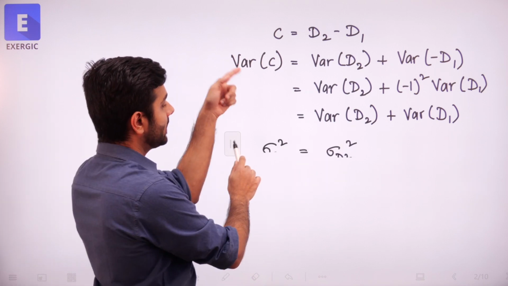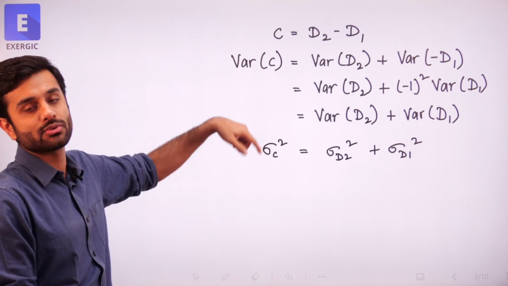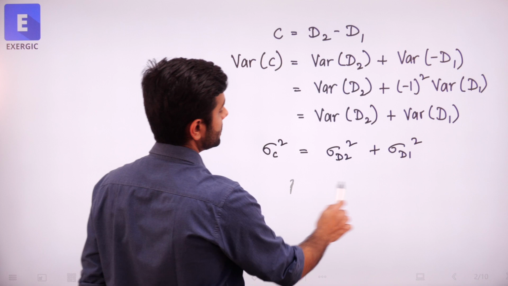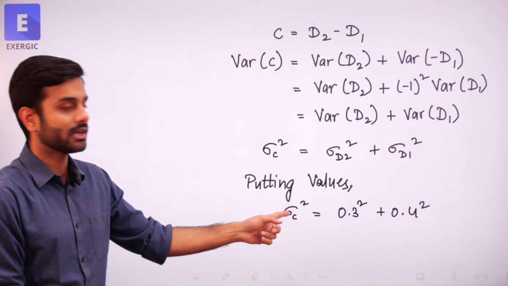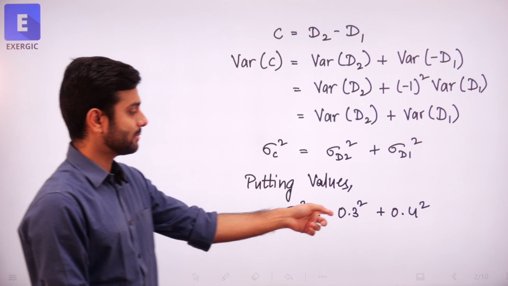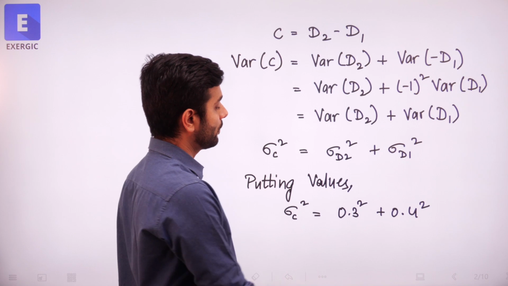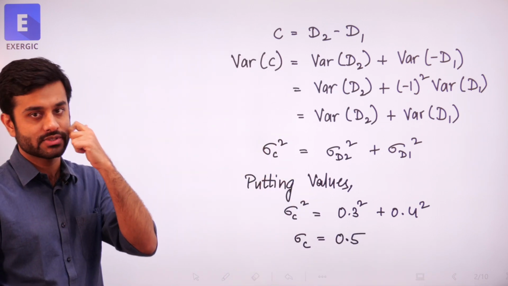Now writing the variance in terms of standard deviation. So this is what you can write, correct? Standard deviation square is equal to variance. Put the value. You have been given the values of standard deviation of D2 and D1. If you put those values, easily you can find out sigma C, correct? Because this is Pythagoras triplet 0.3, 0.4 square. Overall root if you add it 0.5. So sigma C is 0.5.